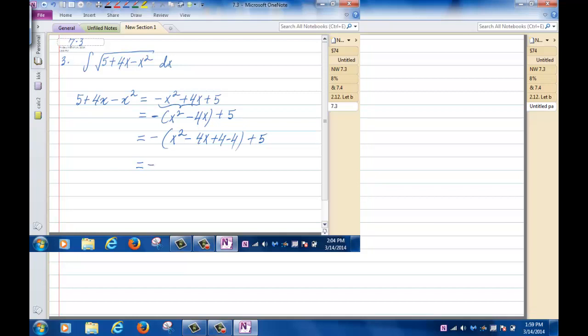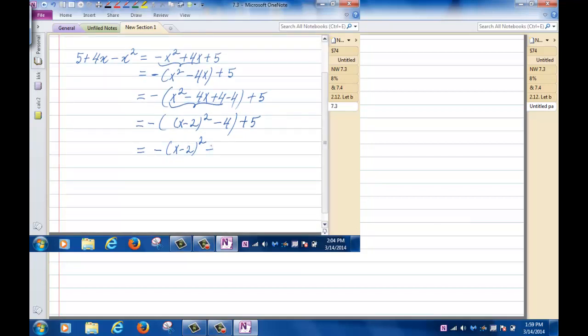The reason for doing that is that if you look at the first 3 terms, can you FOIL it? You factor out, what do you get? x minus 2 times x minus 2, right? So that's x minus 2 squared, and then minus a 4. And then I will distribute the negative. So I will get negative x minus 2 squared plus a 4 plus a 5.